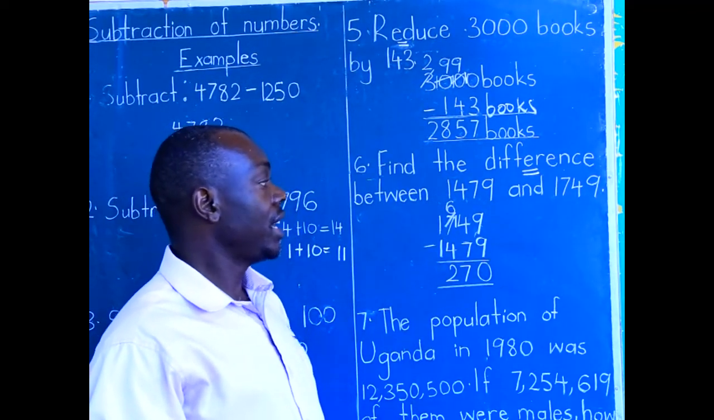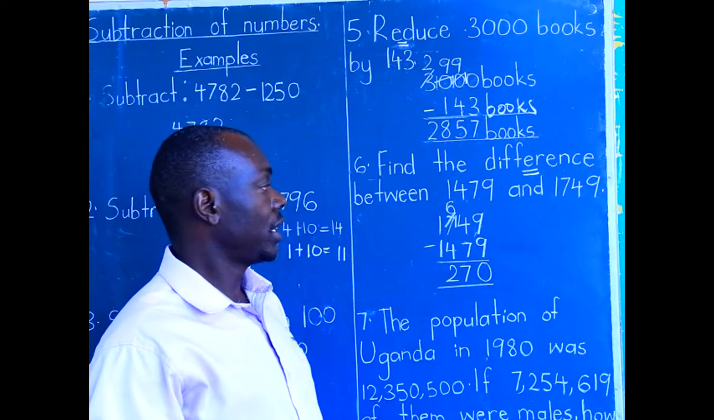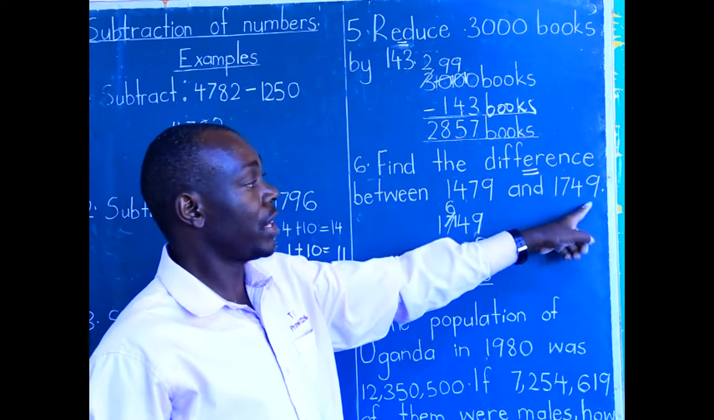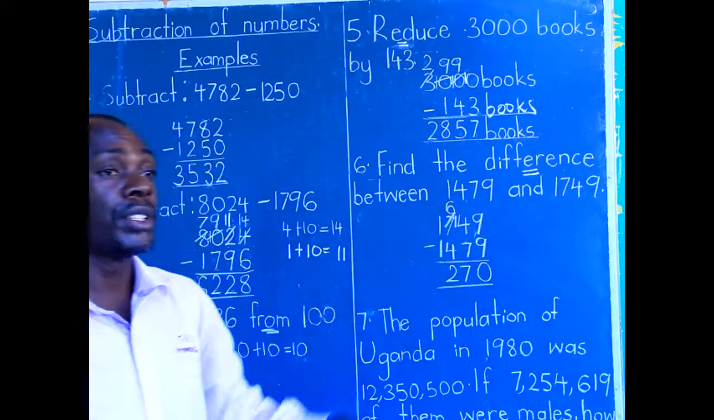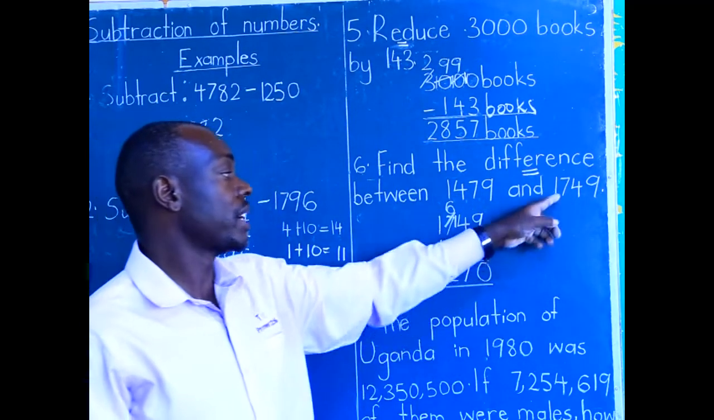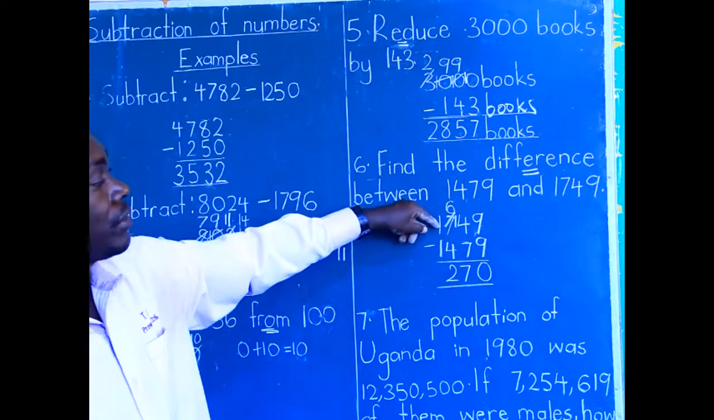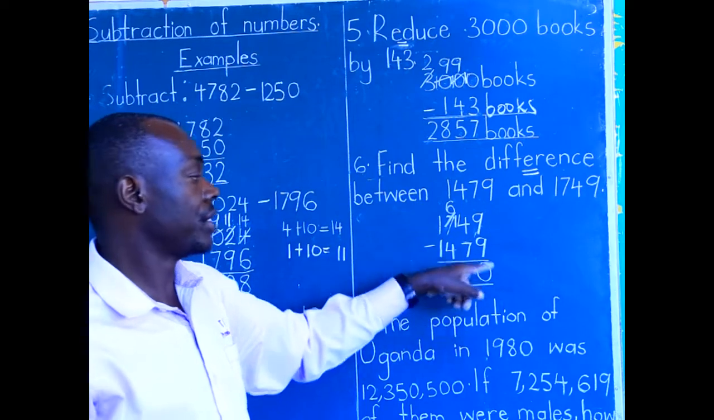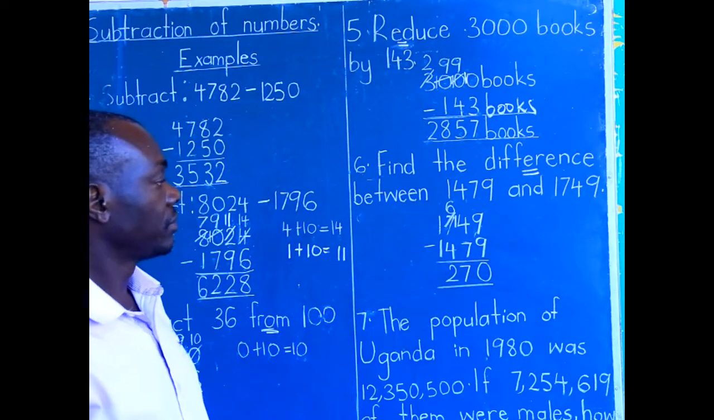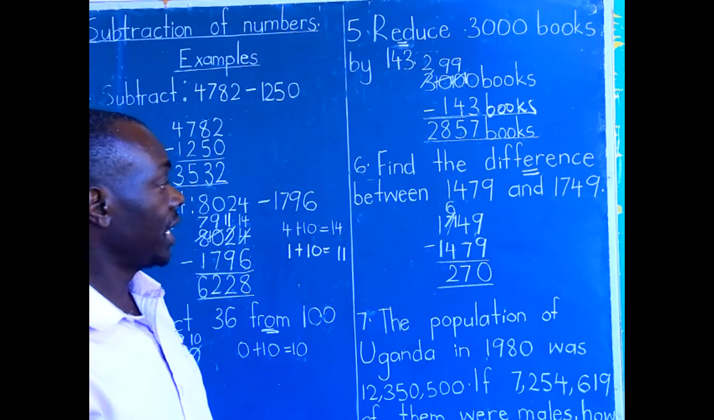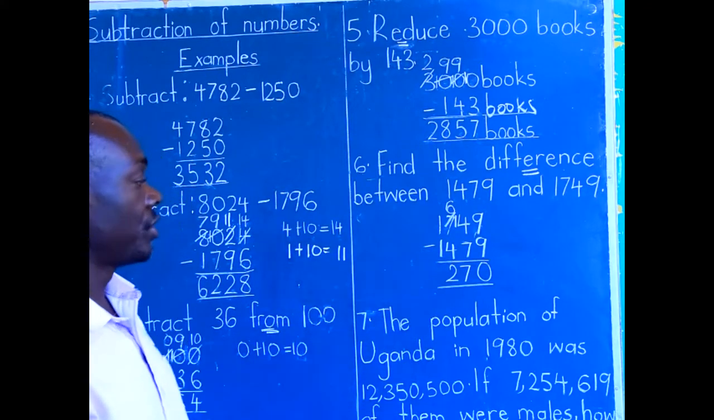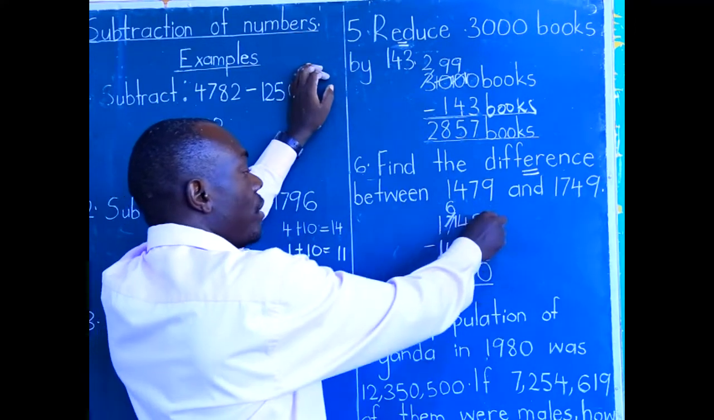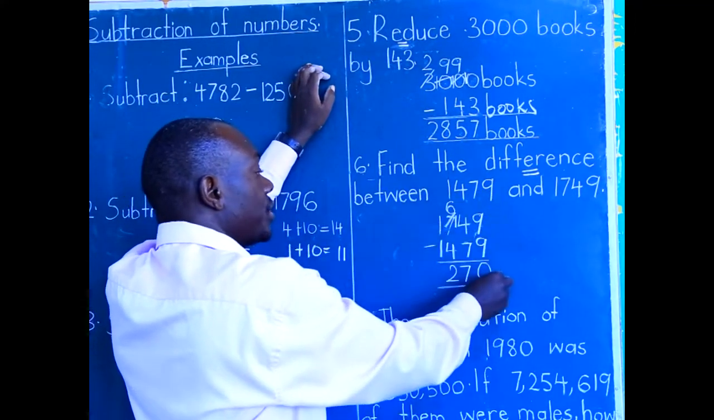1,749. Here you must look at the two keenly and see which one is greater. Of course, 1,749 is greater than 1,479. Therefore, the greater is put on top. That is 1,749 minus 1,479. And now you subtract normally. Under ones, tens, hundreds, and thousands. So I've got 9 minus 9, which is 0.